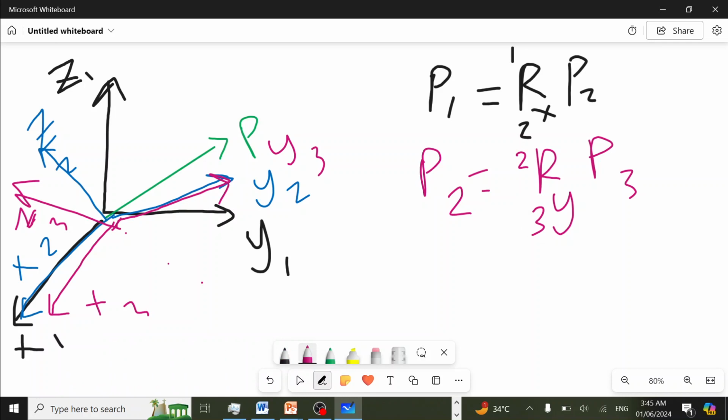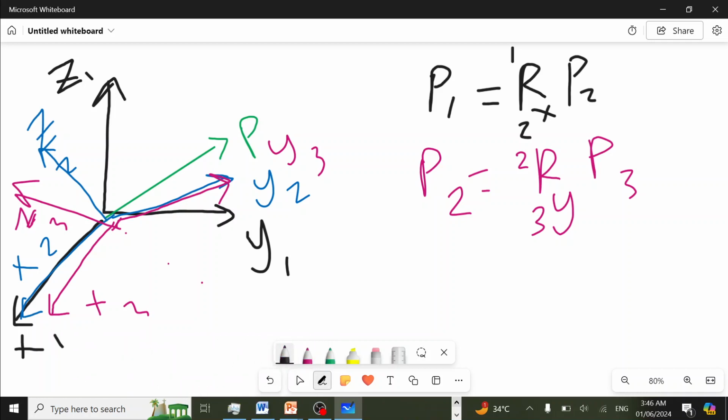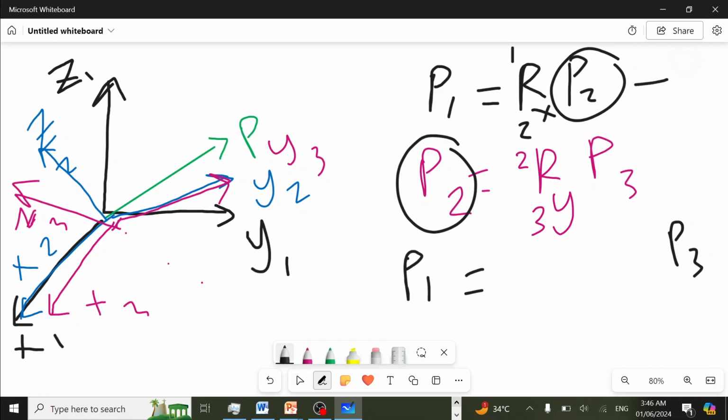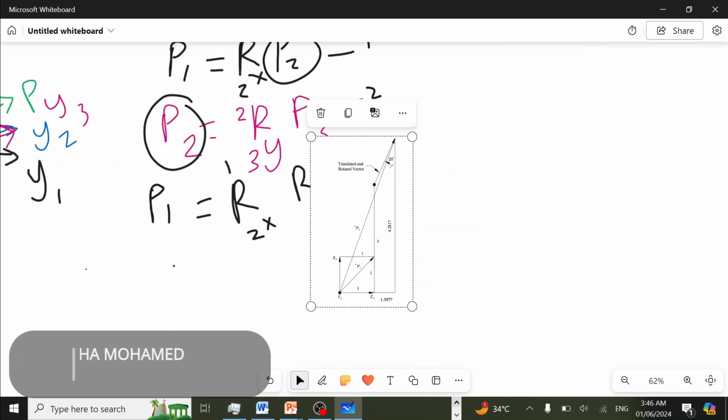If I want to make a compound rotation matrix, for example, if I want to find B1 with respect to B3, I have to replace B2 here in equation 1 with B2 of equation 2, and I will get Rx, or R21, it's the same, multiplied by Ry.